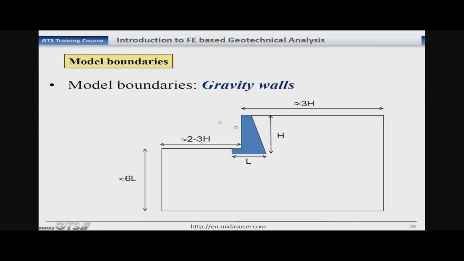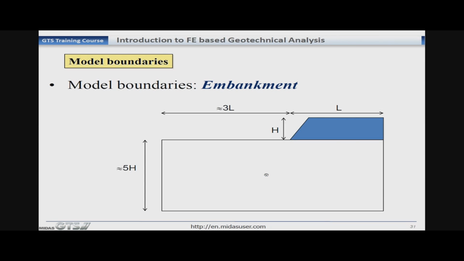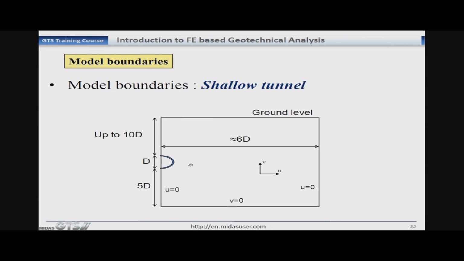Similarly for the gravity walls, these are the dimensions that we must follow for creating our finite element model. For diaphragm or SPW walls, these are the dimensions. For embankments, if we have an embankment of height H and the length of embankment is L, then we should go beyond 3L and 5H in the gravity direction to model the whole ground.